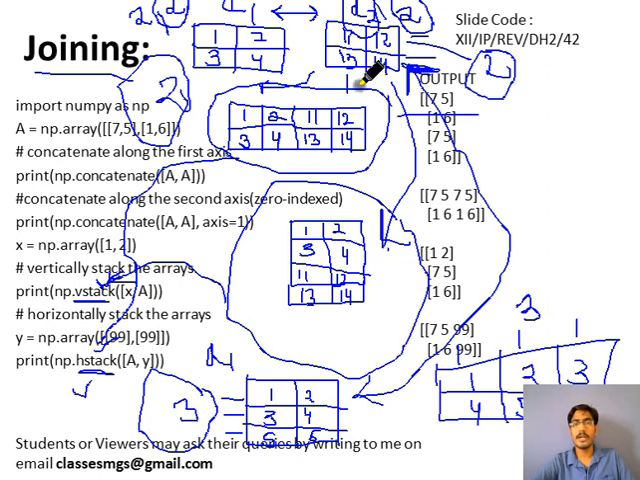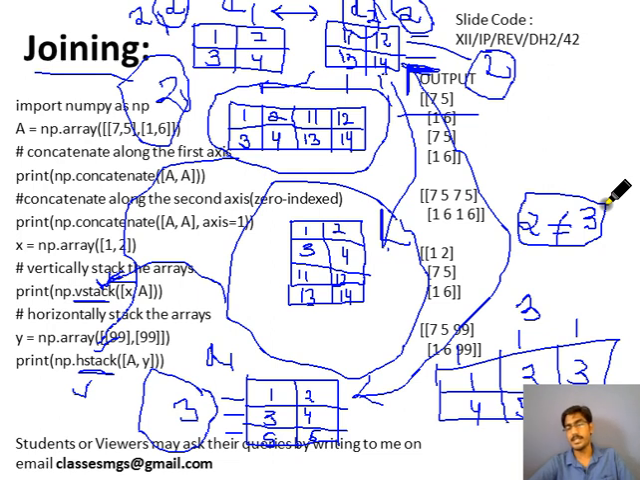1, 2. 1, 2. So the joining between these two arrays is not possible because the number of columns in both the rows is not the same. Okay, so while joining the arrays you should remember these conditions. If you remember these conditions, then it will be very easy for you to answer such types of questions.